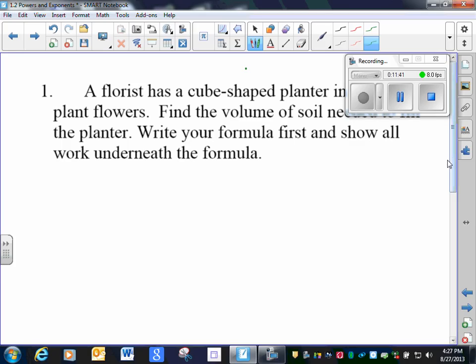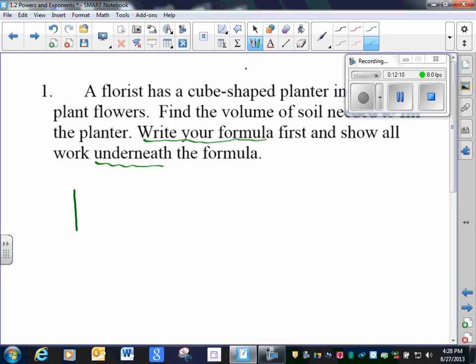A florist has a cube-shaped planter in which they want to plant flowers. Find the volume of soil needed to fill up the planter. Write your formula first and show all the work underneath the formula. So here's some important instructions. The first thing, when I have a formula for area, for perimeter, or for volume, I draw a picture.